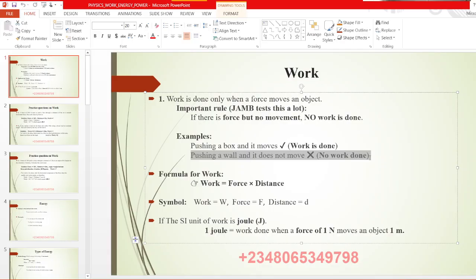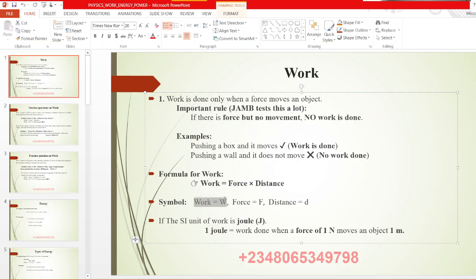Remember, it is a vector quantity because it consists of two or more formulas that will derive it. So what is the formula for calculating work? The formula for calculating work is force multiplied by distance. So for work to be done, there must be a certain level of force that causes a movement.